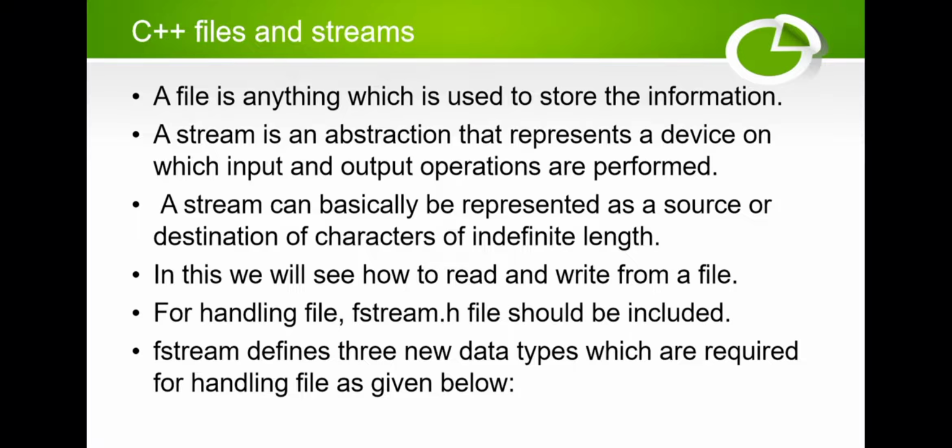A file is anything which is used to store information. We have seen lots of types of files, for example .txt file, .cpp file, .c file, .obj file, and so on. So anything which is used to store information is called a file.